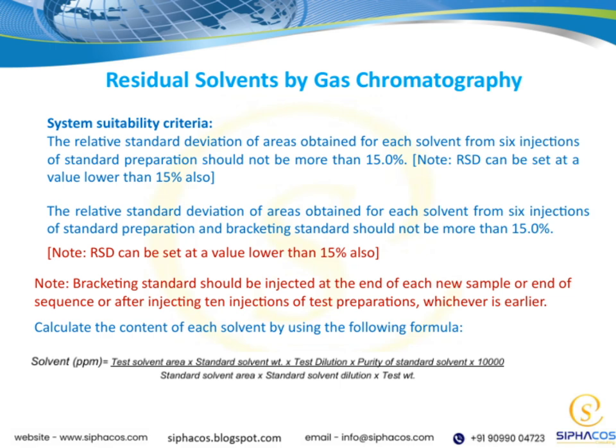greater precision. Moving on to the overall system suitability criteria for residual solvents by gas chromatography, the main takeaway is that the RSD of areas from 6 injections should be within that 15% threshold. This ensures our system is reliable and our results are consistent. So, to sum up, maintaining this RSD limit and following the injection and bracketing protocols are essential steps to ensure that our residual solvent analysis is accurate and reproducible within the established standards.